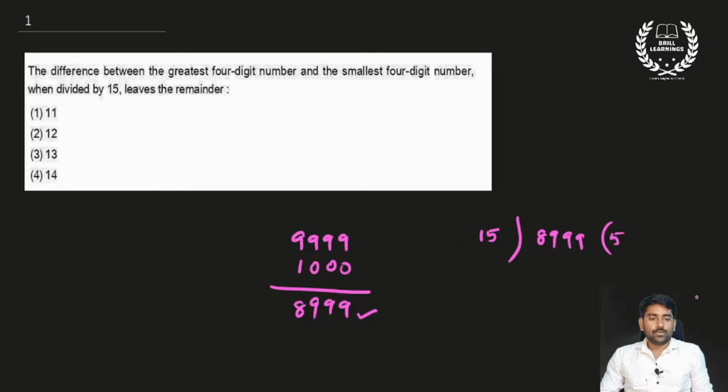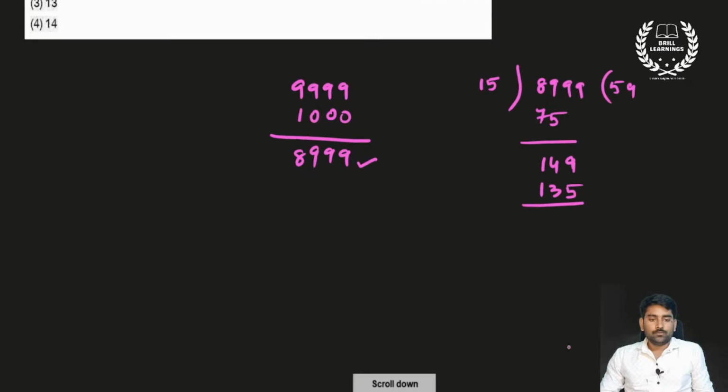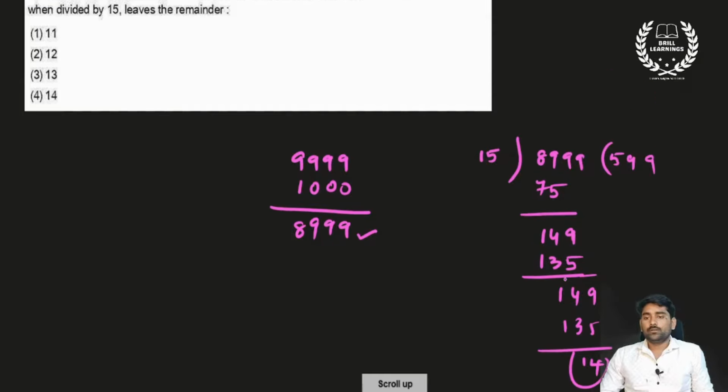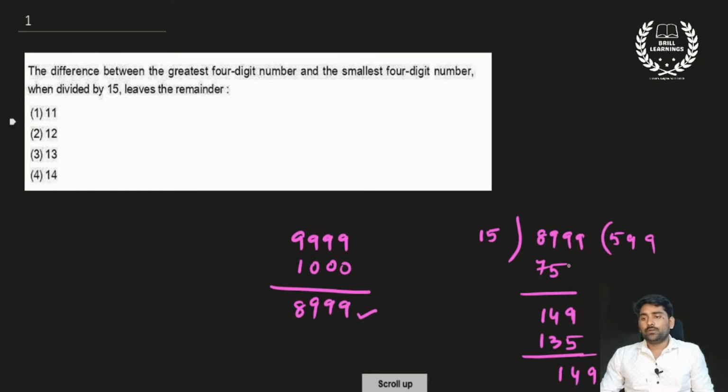15 5s are 75, leaves the remainder 14. Bring 9 here. So 15 9s are 135. Take the difference here, 14. Now bring 9 here. 15 9s are 135. Again it is 14 remainder. So 14 is our answer. Fourth one is our answer.